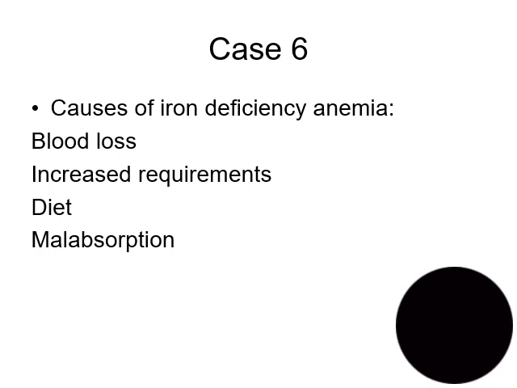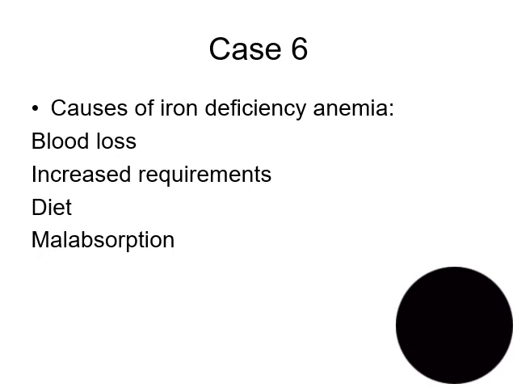Then another group is increased requirement, when there is an increasing requirement for iron. In this example, this lady had this because she had 3 pregnancies within a short period of time, so that the growing fetus would also take from the stores of his mother. So you need to make sure that the lady is not iron depleted before she gets pregnant. So having multiple pregnancies within a short period of time is always a risk factor to develop iron deficiency.